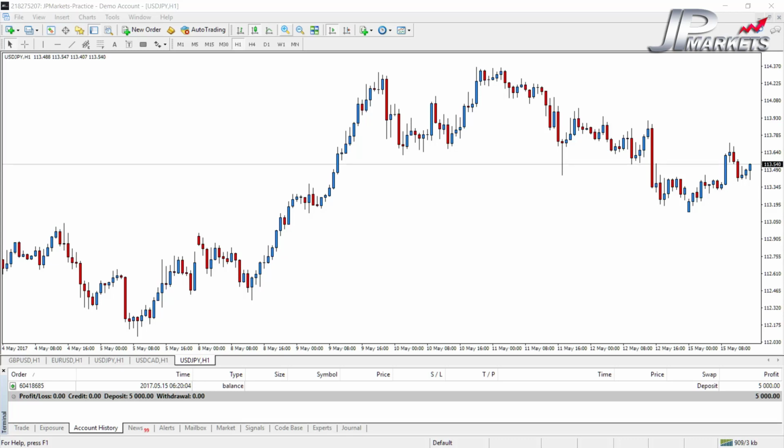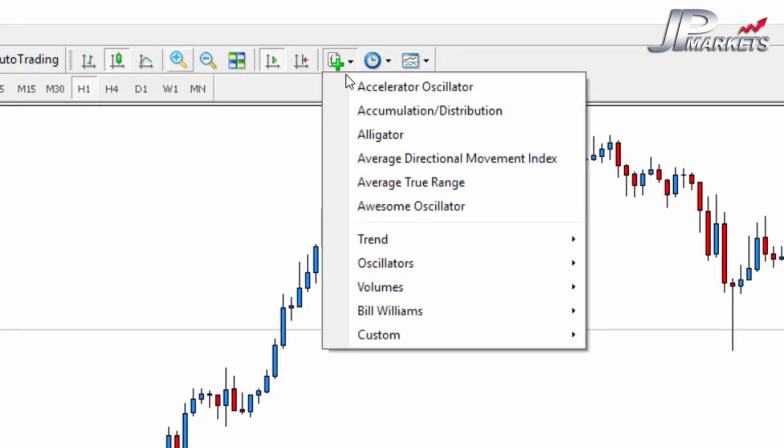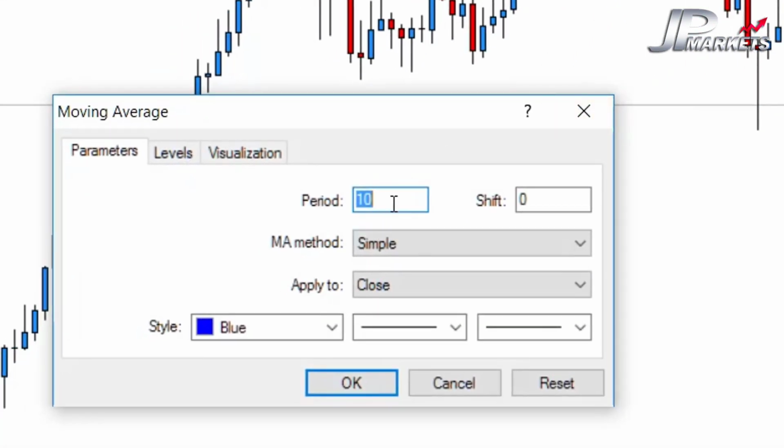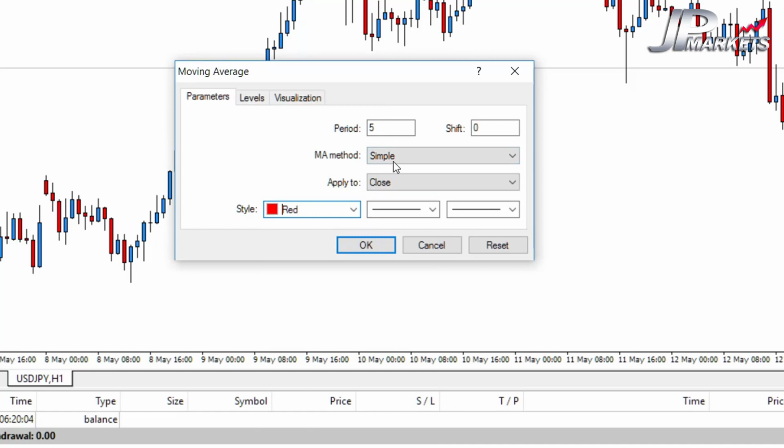The first one we're going to look at is the moving average. Now I'm going to add two moving averages, and feel free to follow along if you'd like, or you could just watch this video and then add it later. That's totally up to you. But the first one we're going to be adding is a moving average. So I go on back over to my add indicators, I look under trend, and I find moving average. We're going to be adding a moving average with a period of 5. And I'm going to make this color red. Make sure that your MA method is simple and it's applied to close, and click OK.